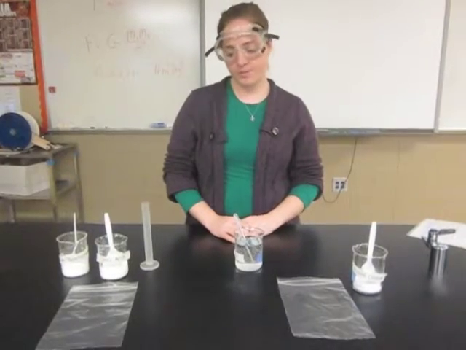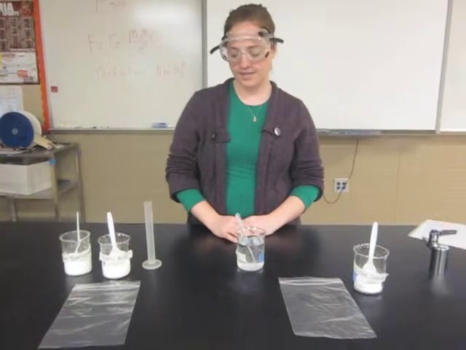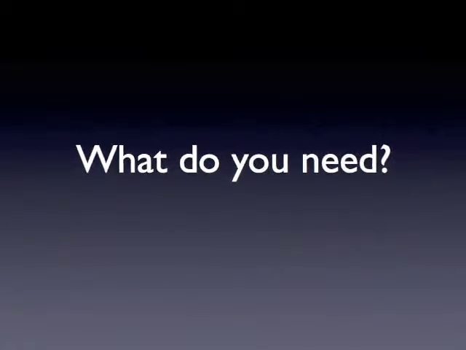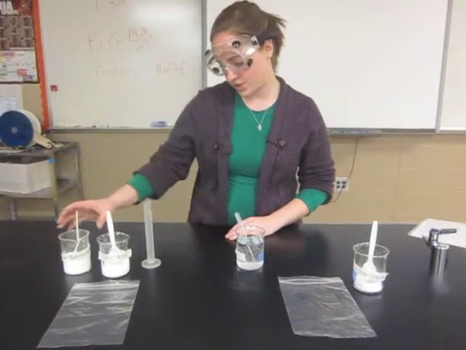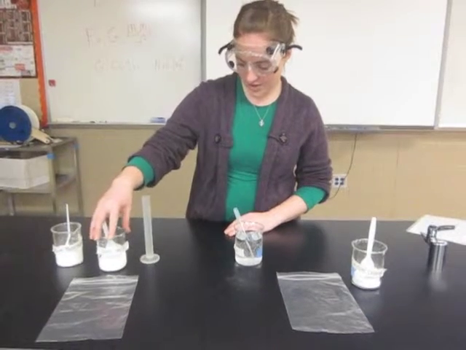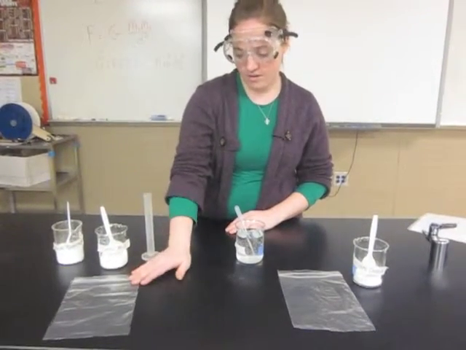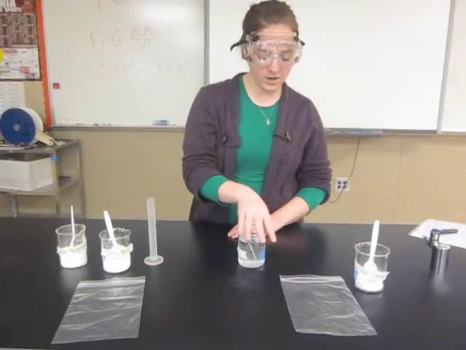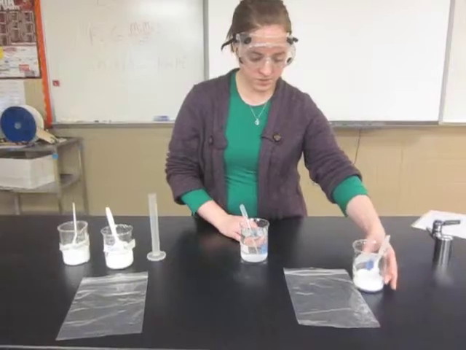In this lab, you will be performing two different experiments. You will make a cold pack and a hot pack. For this lab, you need sodium bicarbonate, citric acid, a graduated cylinder to measure your water, a Ziploc bag, some water with a pipette, another Ziploc bag, and some calcium chloride.